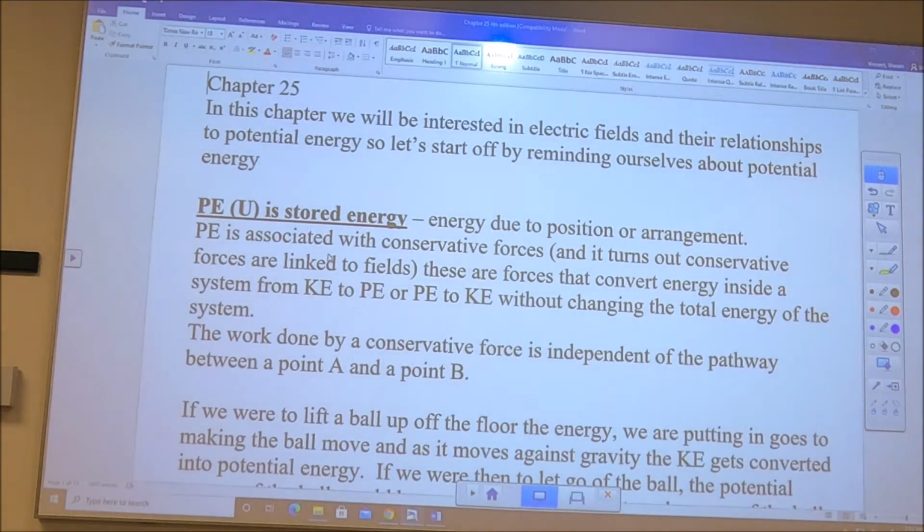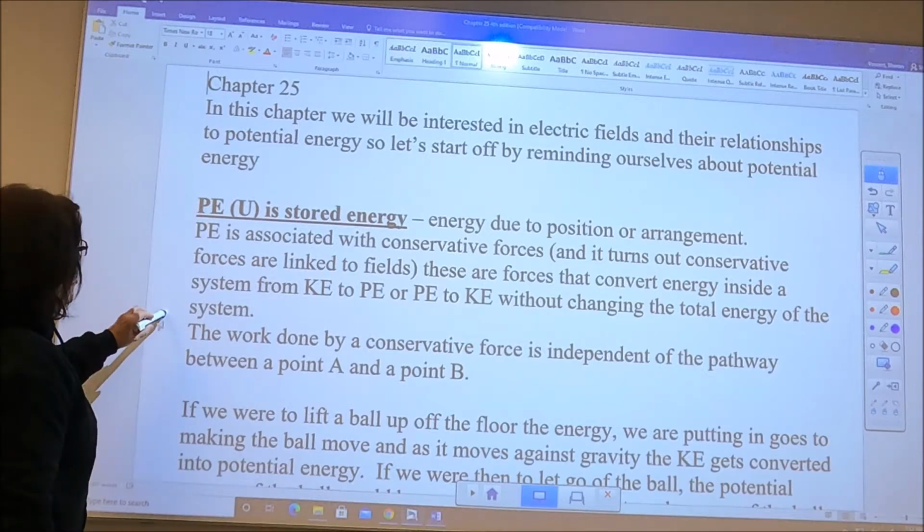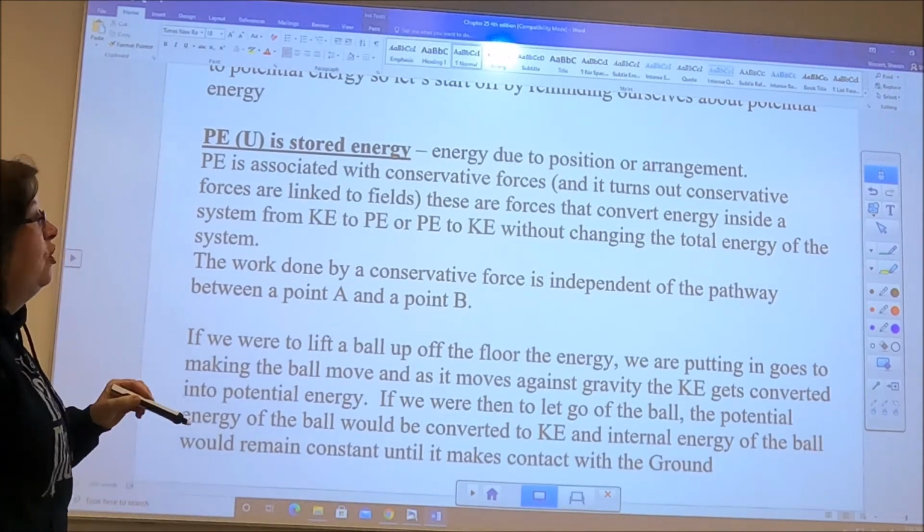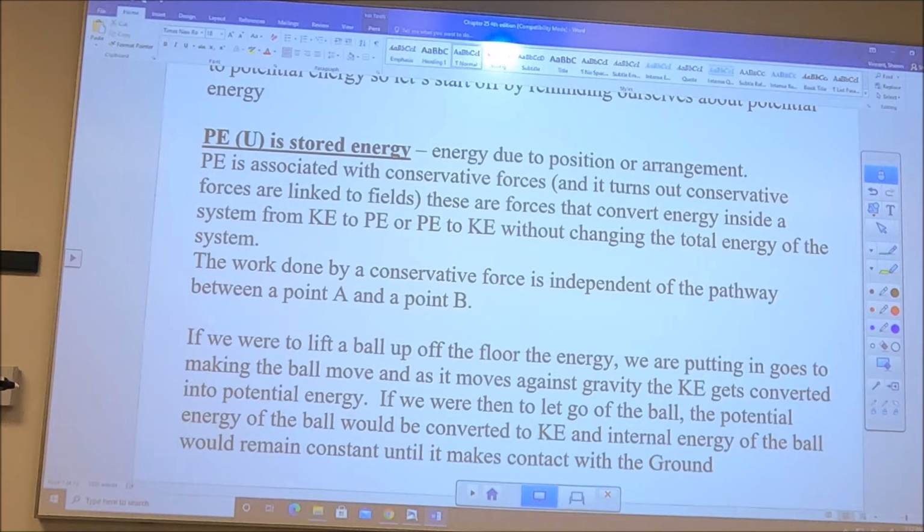Welcome to chapter 25. In this chapter, we're going to be looking at the relationship between electric fields and potential energy. So let's remind ourselves about potential energy. Now remember, potential energy is stored energy, energy due to position or arrangement. Potential energy is associated with conservative forces. And conservative forces, it turns out, except for spring, are linked to fields.